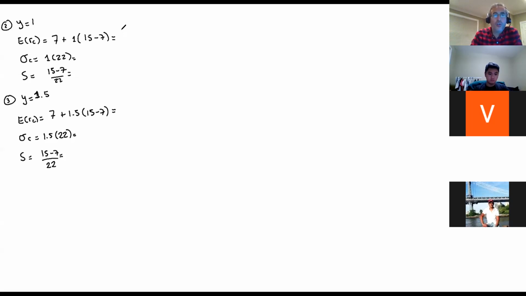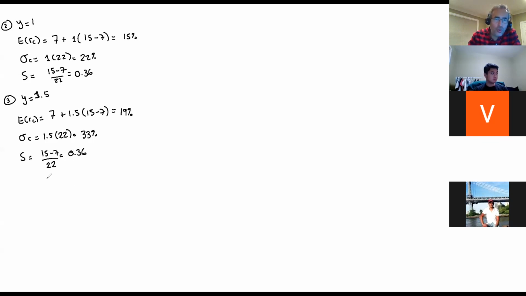Okay, so obviously here is going to be 15%, correct? Here is going to be 22%. And you can see, guys, the Sharpe ratio doesn't change, 0.36. Now, if you go here, what do you get here? 19. Yes, 19. And what about this one here? 33. 33, and the Sharpe ratio doesn't change.